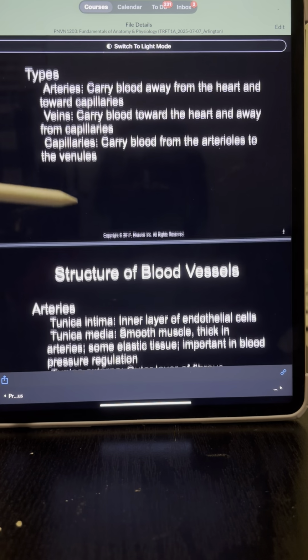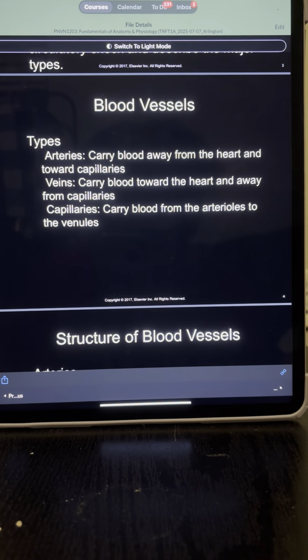Looking in your book, I do want y'all to know this, because it's not on here. Looking on page 414 under blood vessels, under types, you see where it says arteries. A little bit lower, it'll say arterioles. Then it'll say capillaries. Then it'll say venules. And then it'll say veins. What I need y'all to understand is that is the pathway.